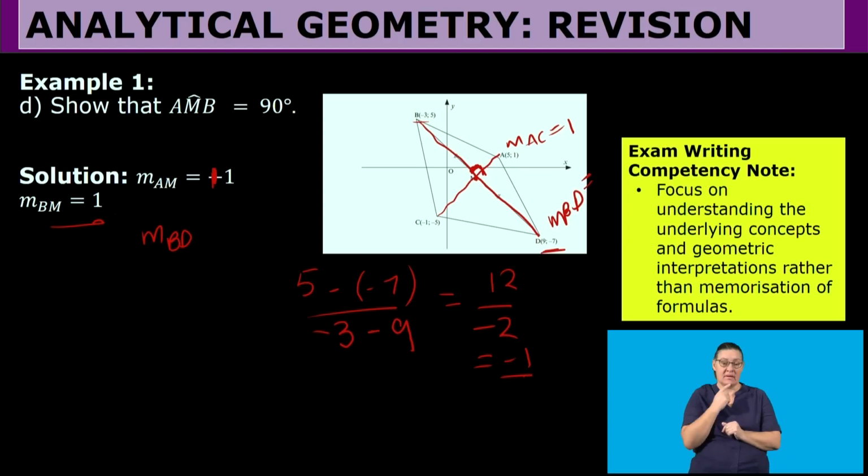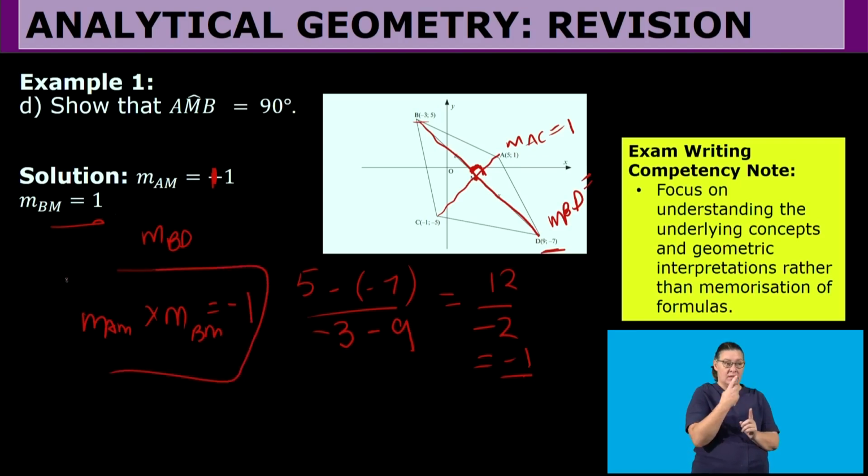Now if I multiply those two gradients together, the gradient of AM times the gradient of BM, I get 1 times negative 1, which is negative 1. Therefore, it means that BM is perpendicular to AC, so therefore angle AMB is equal to 90 degrees, because we show that the products of the gradients of those two intersecting lines is negative 1. So therefore, if the product of the gradients is negative 1, that angle must be 90 degrees.